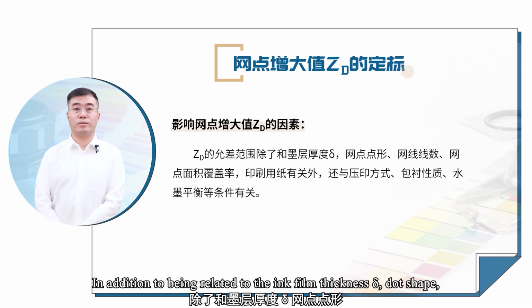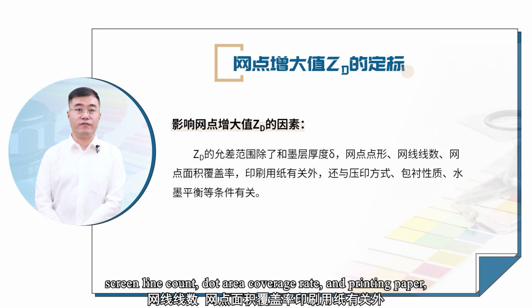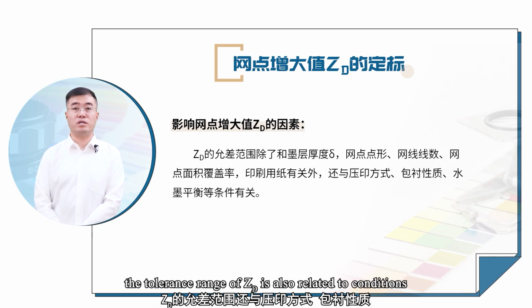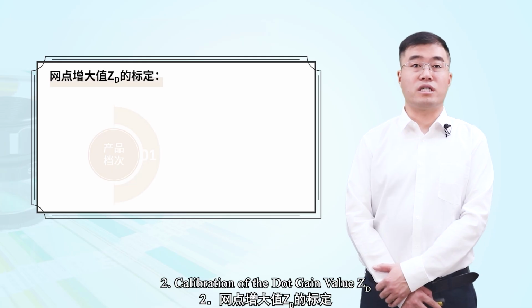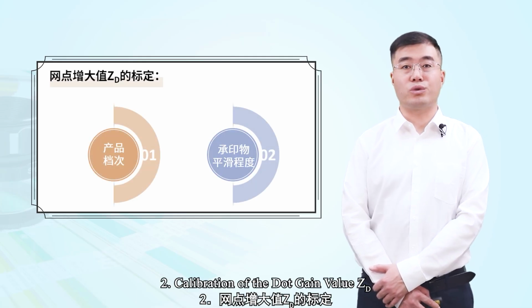In addition to being related to the ink film thickness delta, dot shape, screen line count, dot area coverage rate, and printing paper, the tolerance range of Z sub d is also related to conditions such as the impression method, the nature of the packing, and the ink-water balance. 2. Calibration of the dot gain value Z sub d.